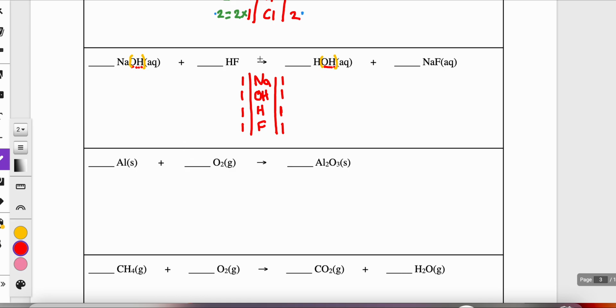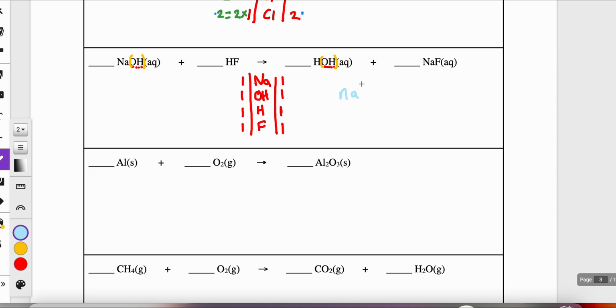And even though this looks complicated, take a look. I naturally have 1 Na on each side, 1 unit of the OH polyatomic ion on each side, 1 H on each side, and 1 F on each side. So this one, when you take a look, it's naturally balanced. And that happens more often than you think.